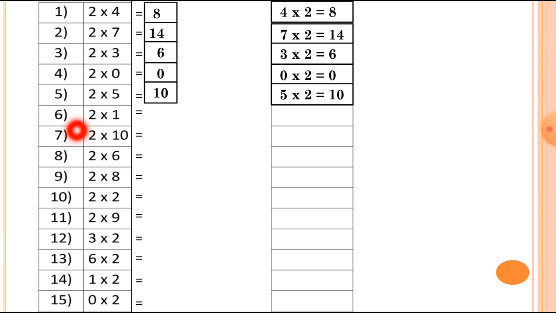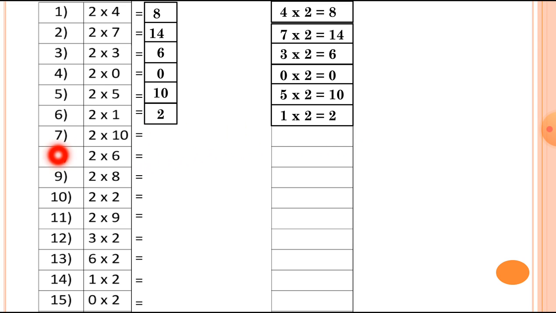Now here is sum number 6. 2 1s are 2. So we can write down the multiplication fact this way, that 1 2s are 2. We have to take one number first here. If here is 2 1s are 2, we can write down 1 2s are 2.